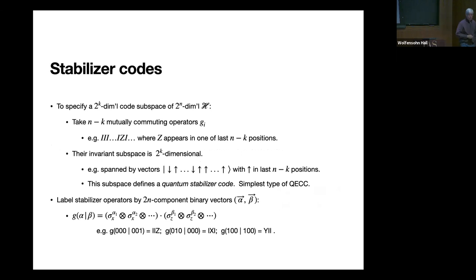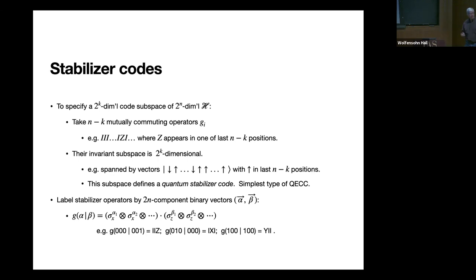Okay, so with those definitions, I need to tell you how to define maybe the most fundamental type of quantum code, which is called a stabilizer code. Certainly the type of code that's most analogous to the binary linear classical codes that I've been talking about up to now. So if we want to specify a 2 to the k dimensional subspace of our Hilbert space, what you do is take n minus k mutually commuting operators, g_i, of the type I had in the previous slide. For example, let's take these operators where we have a sigma z in one of the last n minus k positions. And then we project onto their invariant subspace.